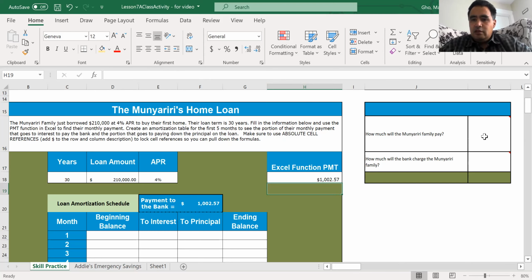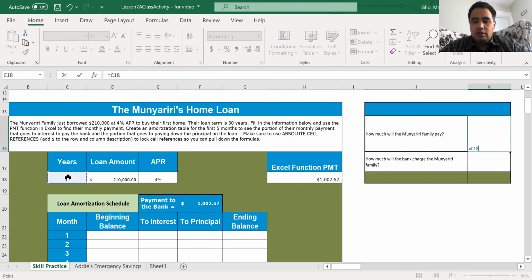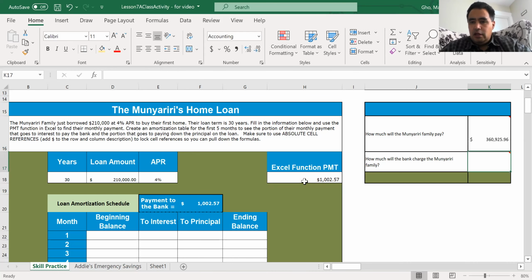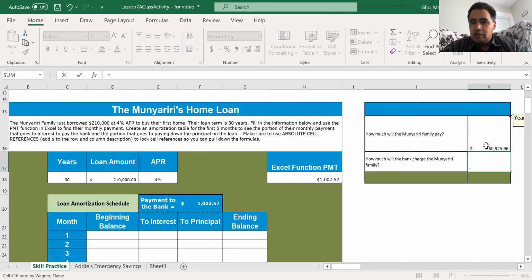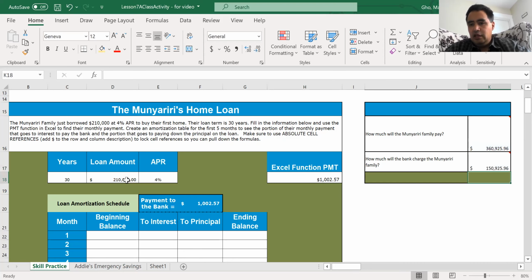And how much will the Munyarari family pay if they only make minimum payments? Well, it's 30 years times 12 times their payment amount. And so that's almost 361,000. And what is the interest that they're paying the bank for this type of the privilege of having this loan? That's the 369.2596 minus 210,000. So that loan is going to cost them almost $151,000 if all they do is make minimum payments.